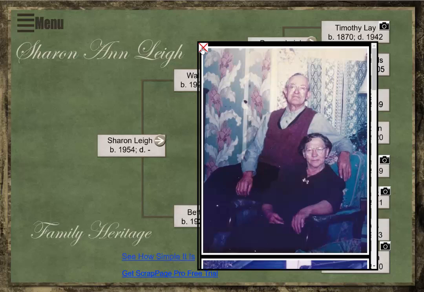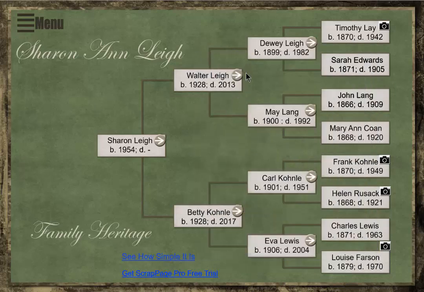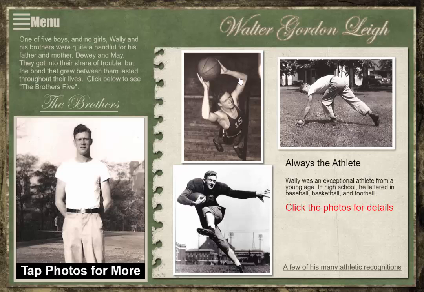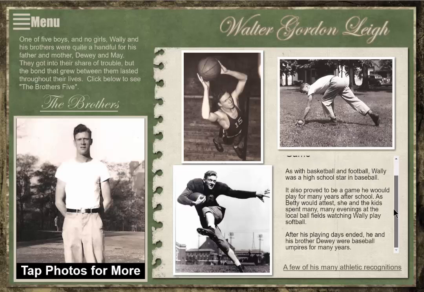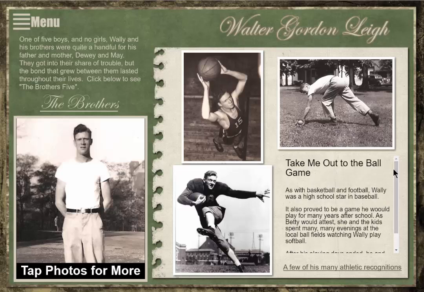Okay, so now if we go over here, for instance, to one of these nodes that has an arrow on it, let's click on Walter Lay. That's the father of Sharon, and we'll bring up his page. Now this is the page for Wally, and you can see over here that if we click on the photos, we're going to get additional details. So for instance, Take Me Out to the Ball Game. This tells you about the exploits that he had when he was a young man playing in sports.